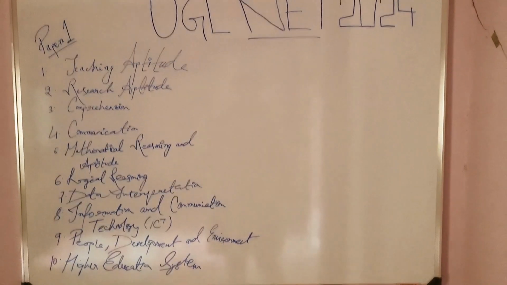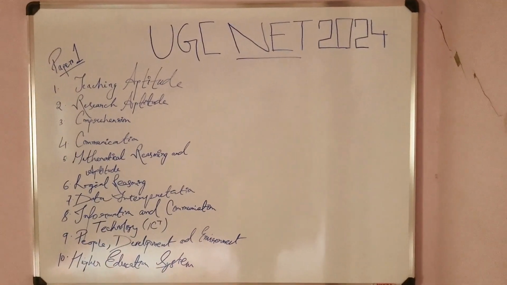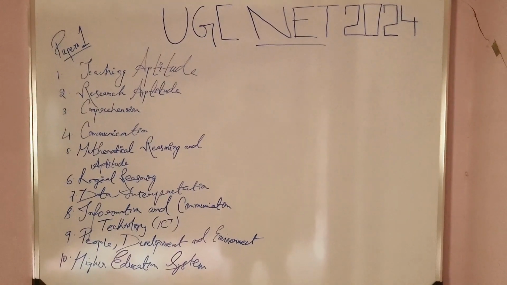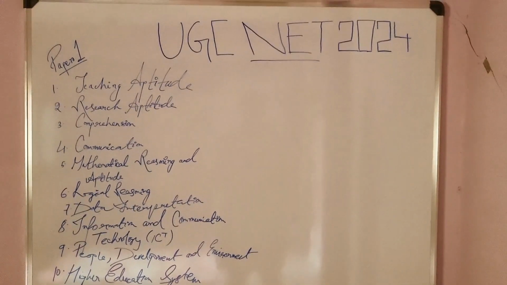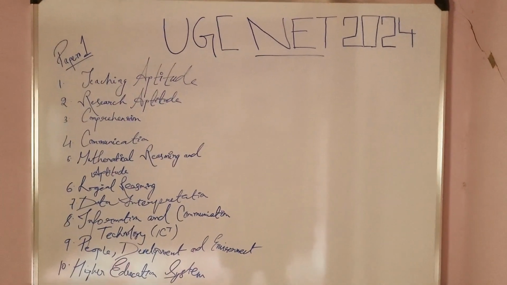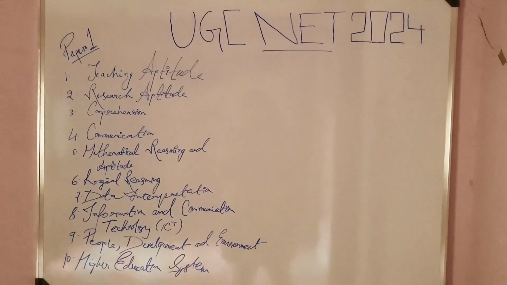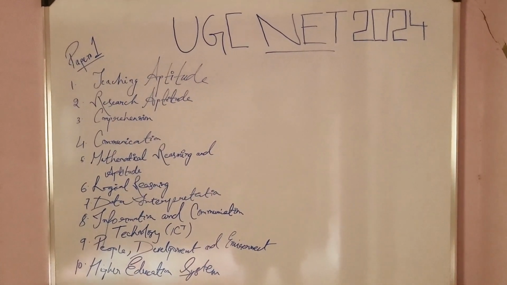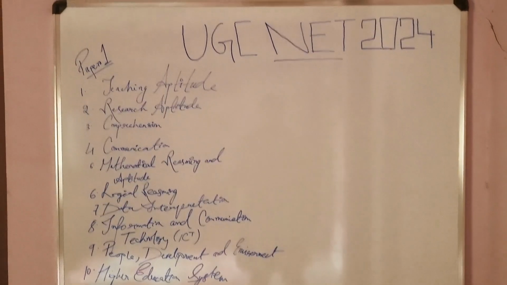Hello everyone. It's a new topic, not a new topic, but UGC NET 2024 details. For paper one, we have 10 components. UGC NET has 10 components. The exam is in the upcoming days, and only 2-3 days are left for your examination. The schedule has already been declared. I have also shared it on my channel.